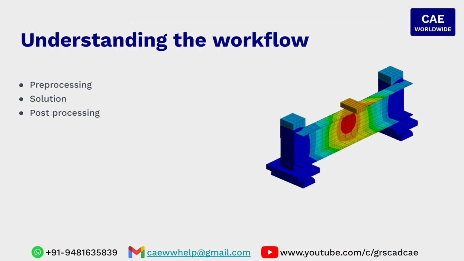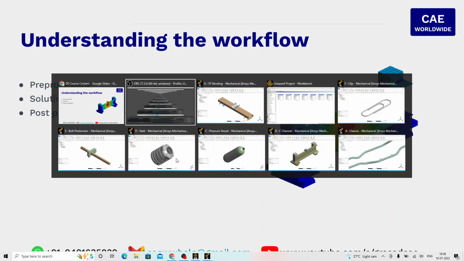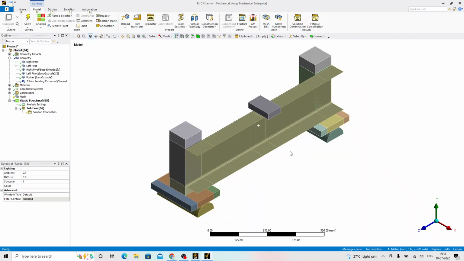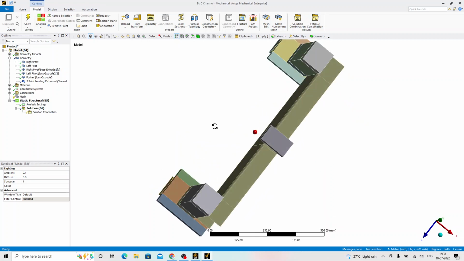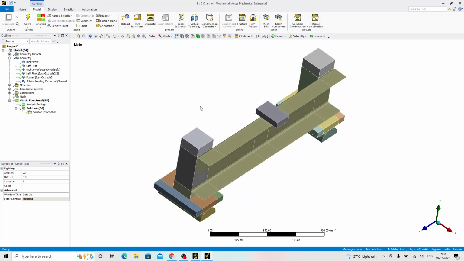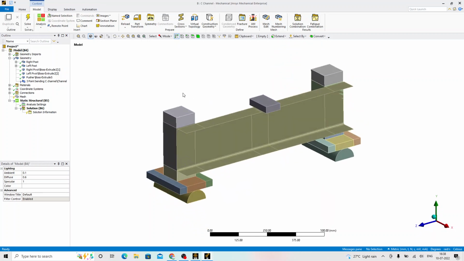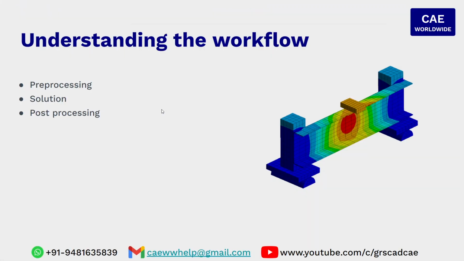First, we will be going through the understanding of the workflow. Any finite element analysis we take is going to be of three stages: pre-processing, solution, and post-processing. By considering examples, I'm going to discuss these three stages and make you familiar with problem solving.